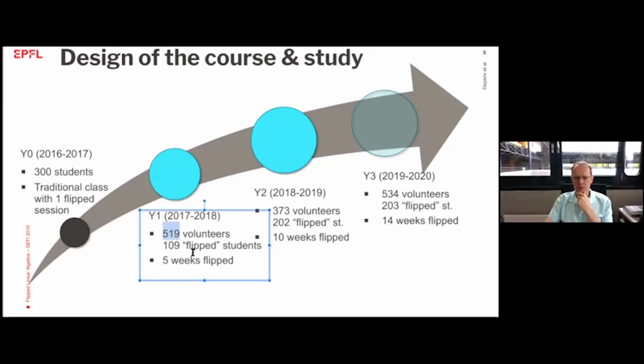I flipped the class for 5 weeks, and then the second year, 273 against 373 volunteers, among which 202 came with me. And then this part we don't show comparison in year 3 for the second part.